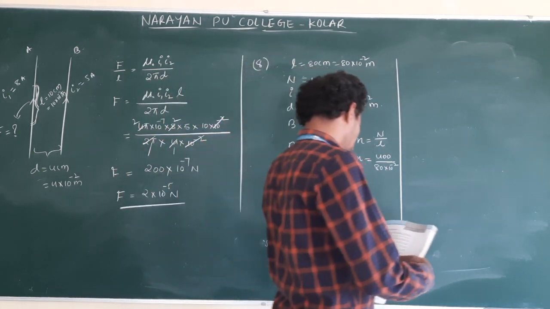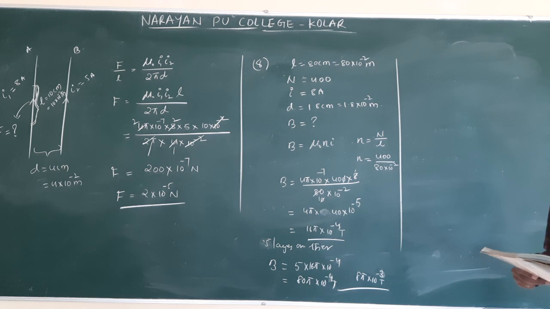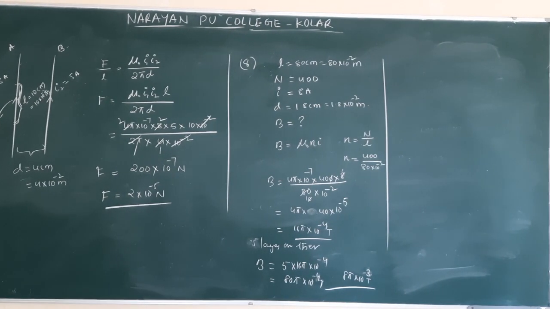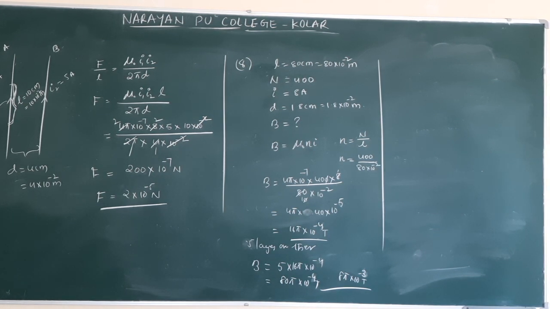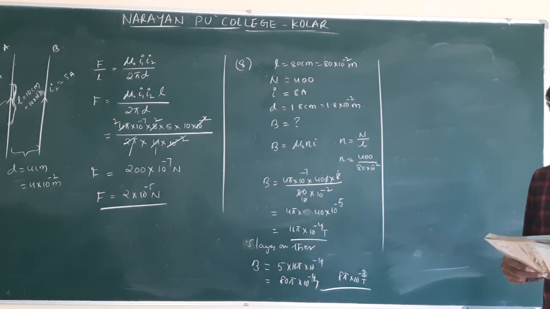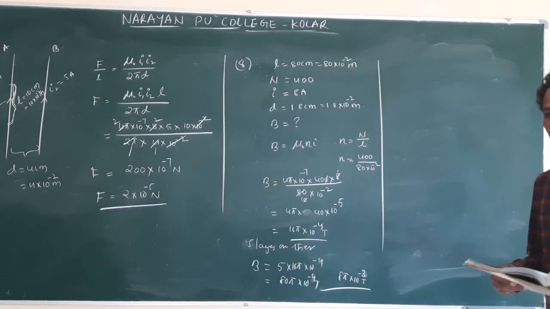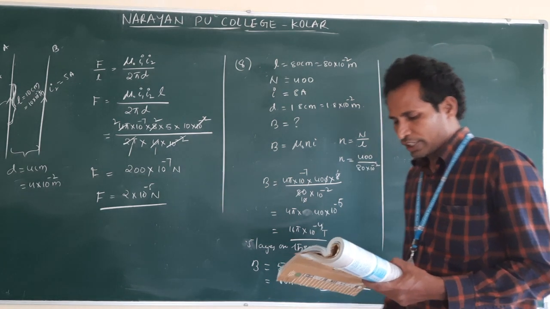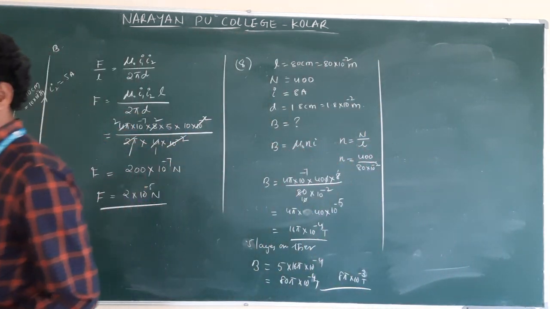Now, ninth question. A square coil of side 10 centimeter consists of 20 turns and carries a current of 12 ampere. The coil is suspended vertically and the normal to the plane of the coil makes an angle of 30 degree with the direction of a uniform horizontal magnetic field of magnitude 0.8 Tesla. What is the magnitude of torque experienced by the coil? Clear? Now we need to write the information first.